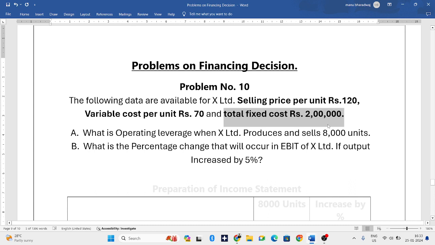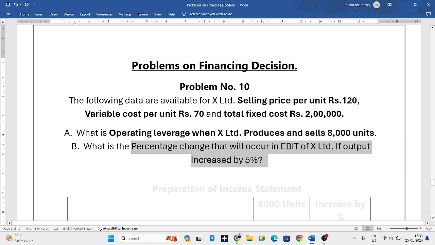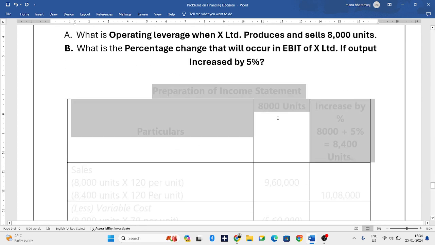Using this information, we have to calculate the operating leverage if it produces and sells 8,000 units. That is the first item you have to find out. The second thing: what will be the percentage change in profit if output increases by 5%? Once they increase the output, what will be the profit, and what will be the percentage change? That has to be calculated.